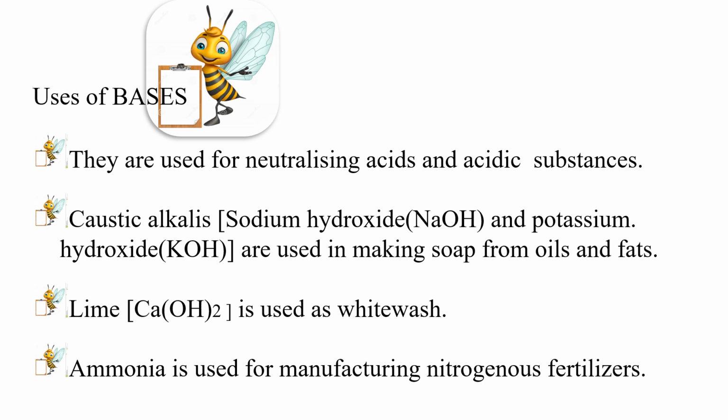Next, about uses of bases. They are used for neutralizing acids and acidic substances. Caustic alkalis, that is sodium hydroxide and potassium hydroxide, are used in making soap from oils and fats. Lime, calcium hydroxide, is used as whitewash. Ammonia is used for manufacturing nitrogenous fertilizers.